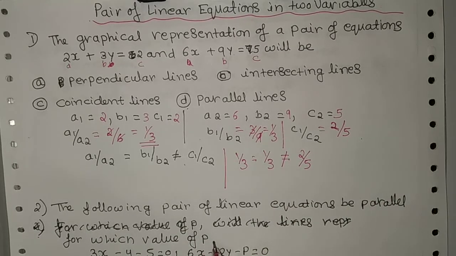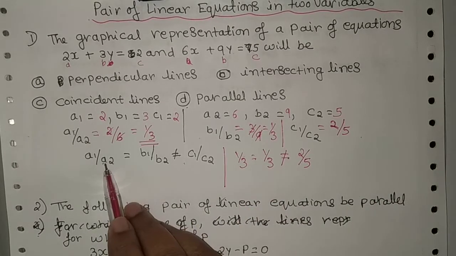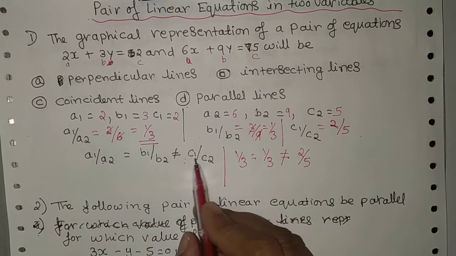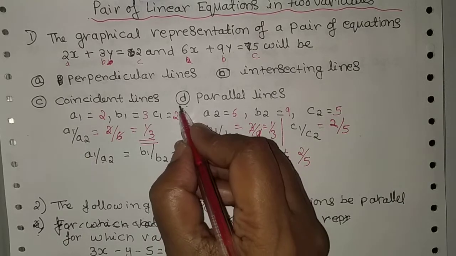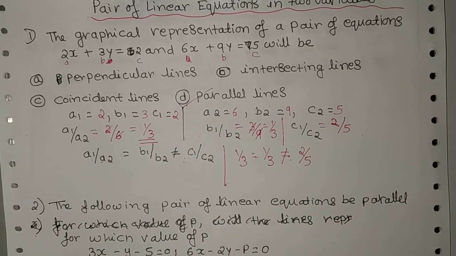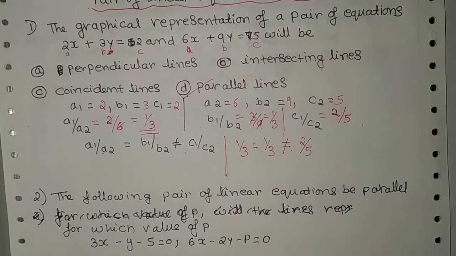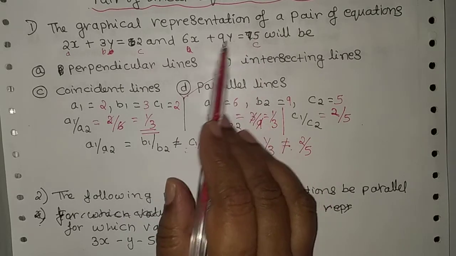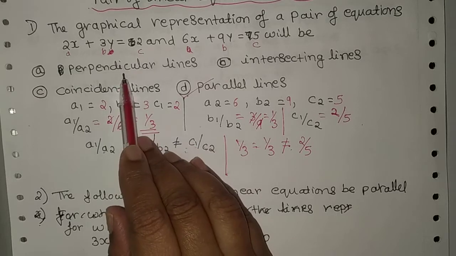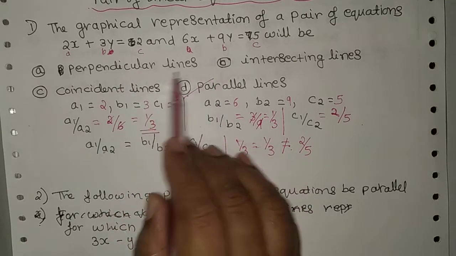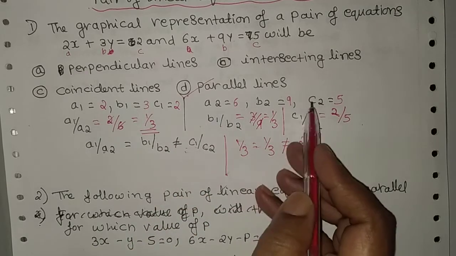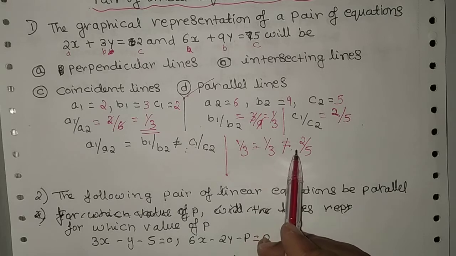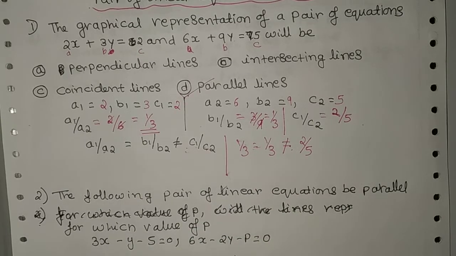So what is the correct option here? Since the condition is a1 by a2 equal to b1 by b2, which is not equal to c1 by c2, the condition will be parallel lines. So this is the correct option. Multiple choice questions, how do we solve? See the equations, take a, b, c. Both the equations are given, that is a pair of linear equations. Now we have to find out which is the correct option. Here we take each variable and see these two are equal and this is not equal. So the option is parallel lines.